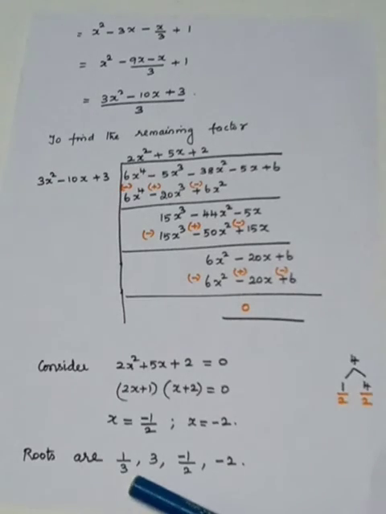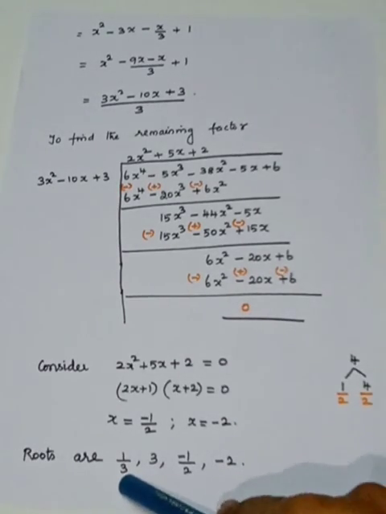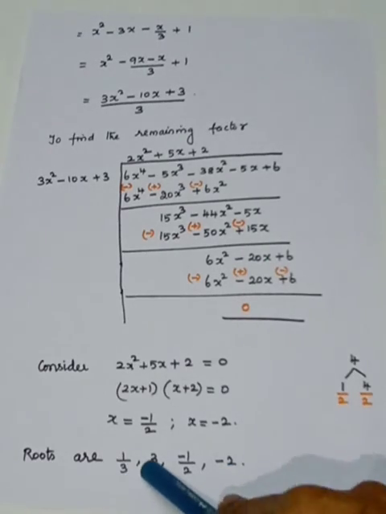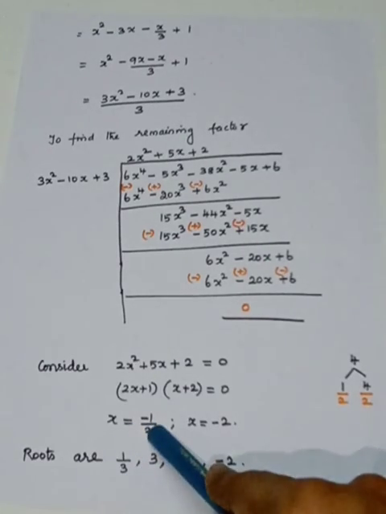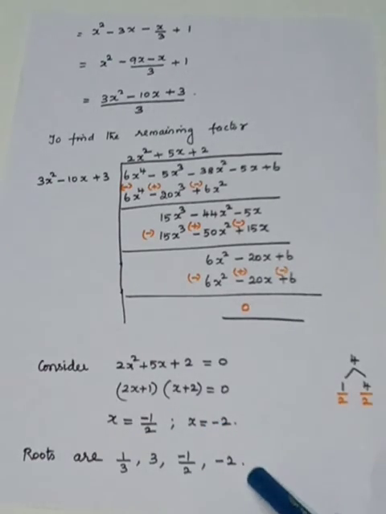It is given that 1 by 3 is a root. We found it is a reciprocal equation, so 3 is also a root. Using that, we found the remaining roots, that is minus 1 by 2 and minus 2.